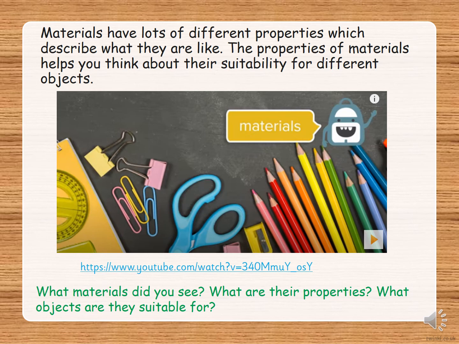And while you're watching the video, I want you to have a think of the different materials you can see, and I want you to tell your adult the different materials you can see. I want you to tell your adult the properties of those materials, so describe those materials to your adult. And I also want you to tell your adult the different objects that those materials are suitable for, okay? So have a watch of that video, talk to your adults about those very important things, and please remember to send your work to your class teachers. Thank you.